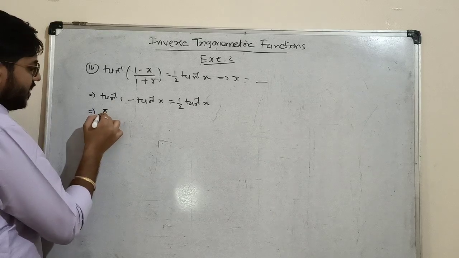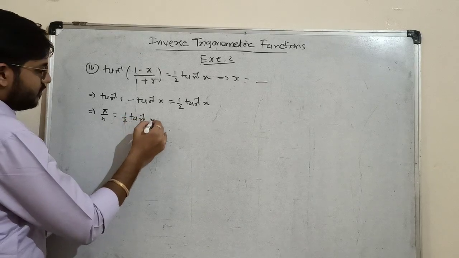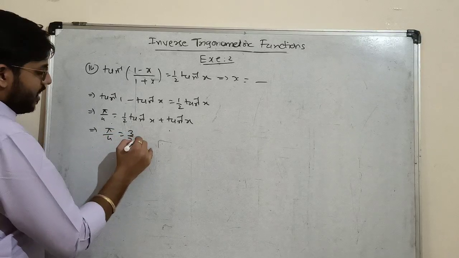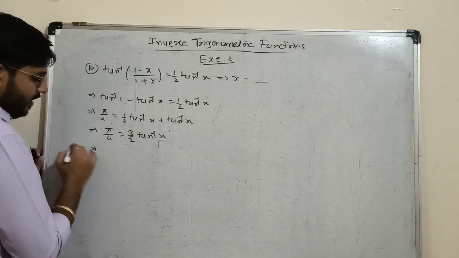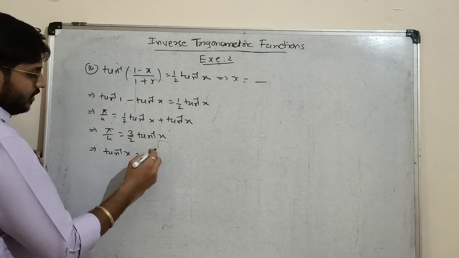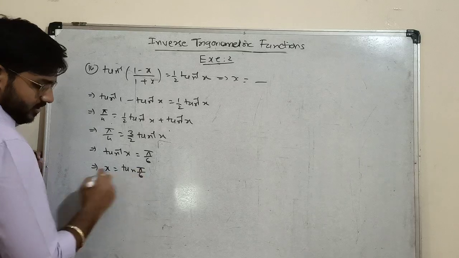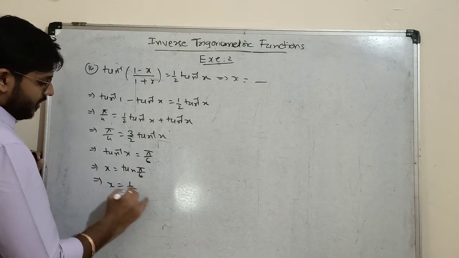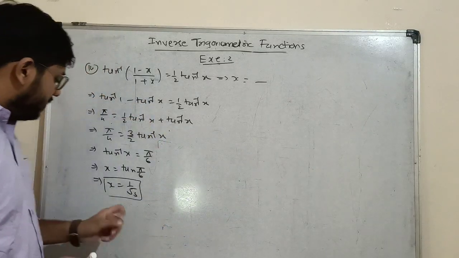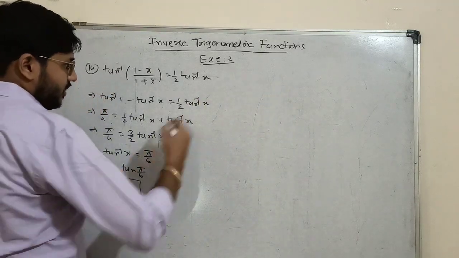Now tan inverse 1 can be pi by 4. If I take this on the opposite side, it will be half tan inverse x plus tan inverse x. So it will be pi by 4 equals 3 by 2 tan inverse x. And hence we will get tan inverse x equals pi by 6, and as x equals tan pi by 6, we will get x as 1 by root 3 as your answer. This is x equals 1 by root 3. Okay, so let's talk about the next question.